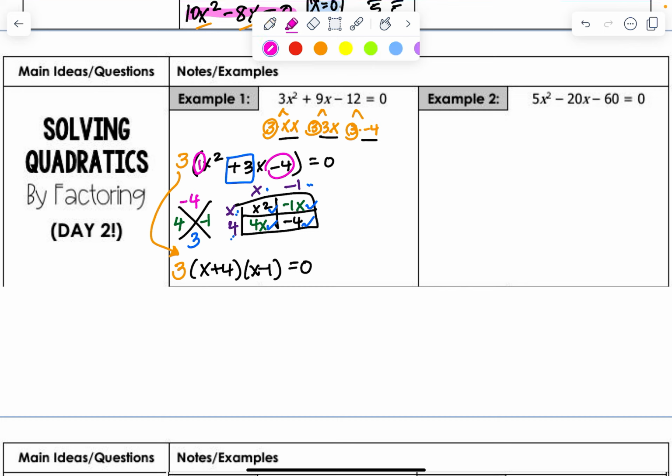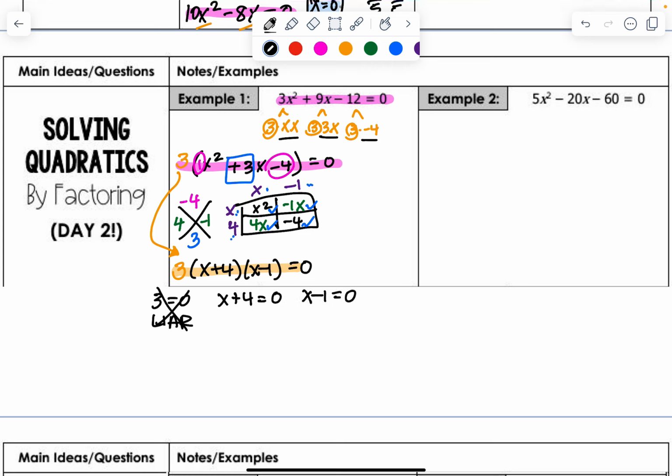So step 1, set your equation equal to 0. Step 2, factor it fully. That's a new thing. Make sure it's factored all the way. Step 3, set each factor equal to 0. 3 equals 0. That's a liar. So we don't have to worry about that answer. 3 is not equal to 0. But it's really the ones with the x's.